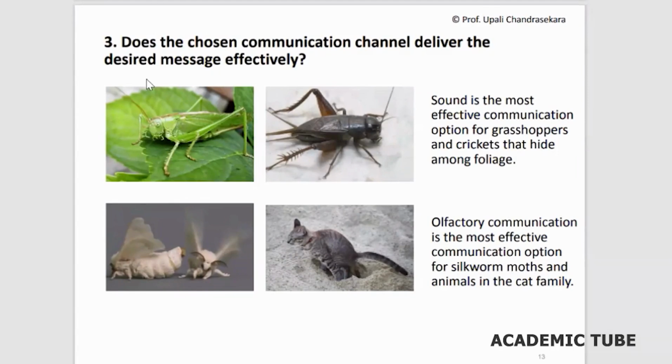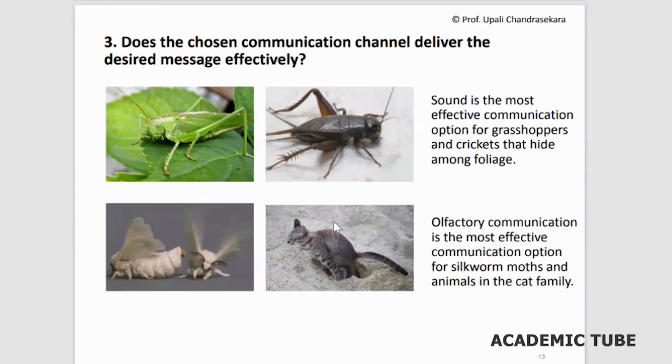So sound is the best communication method or channel for these animals. Now another example, the silkworm, right? They communicate by pheromones, isn't it? Now, the pheromones are species specific. Only the individuals of the same species are stimulated by the bombykol. It is species specific, right?